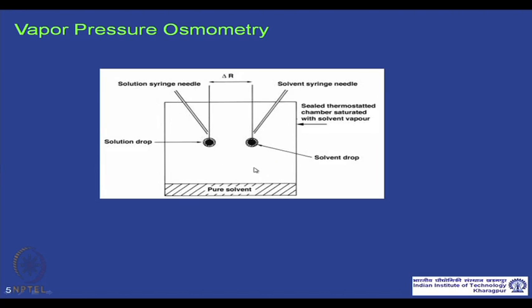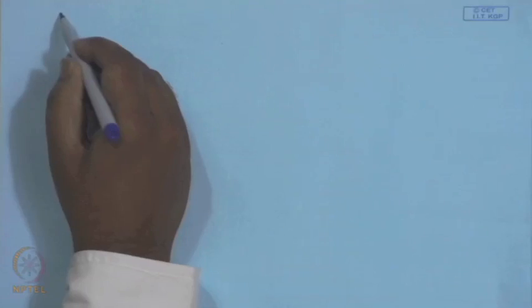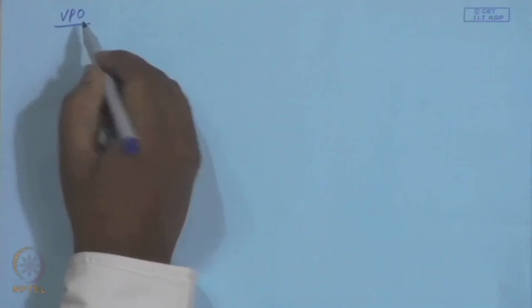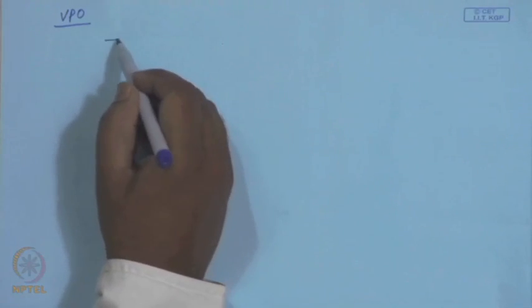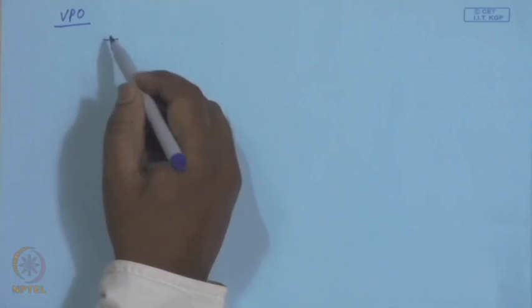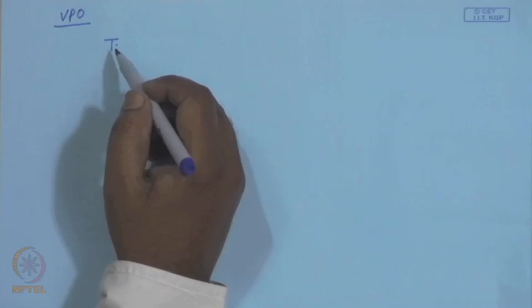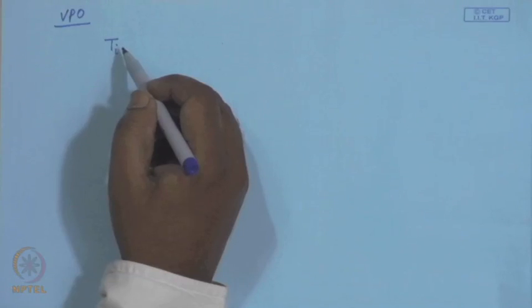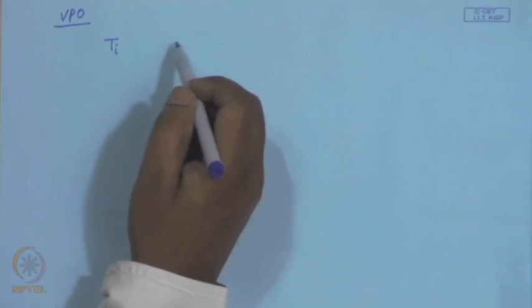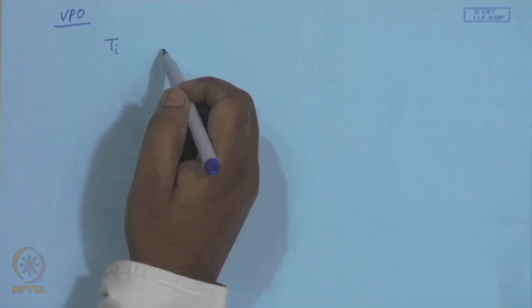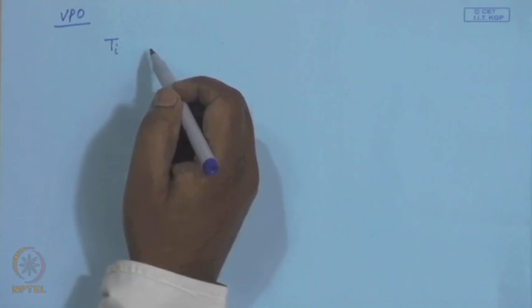So basically we started with VPO, vapor pressure osmometry. We started with T initial, which is the temperature of the thermostated chamber filled with solvent vapor, and we add one drop of solution on one thermistor and one drop of solvent on the other thermistor.